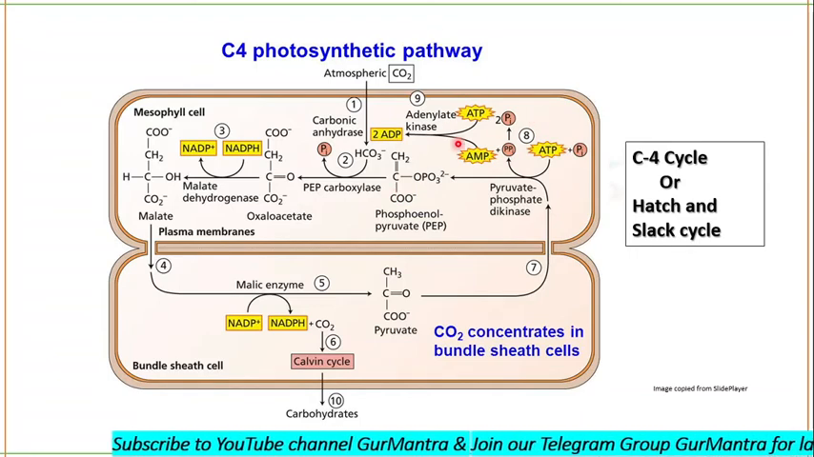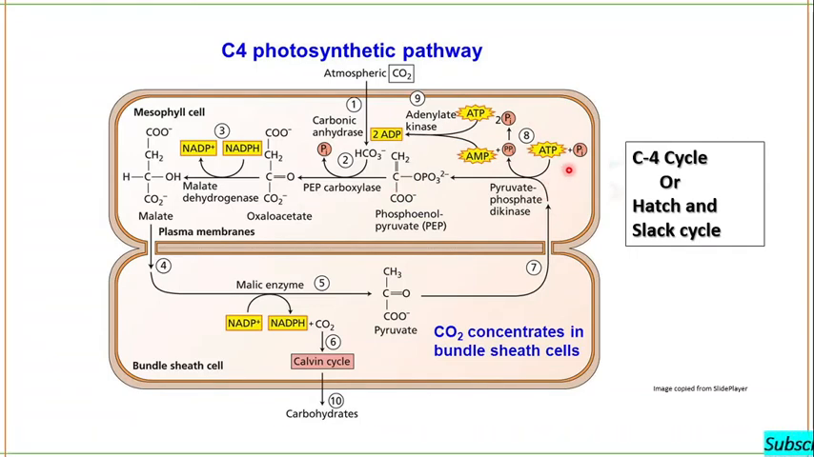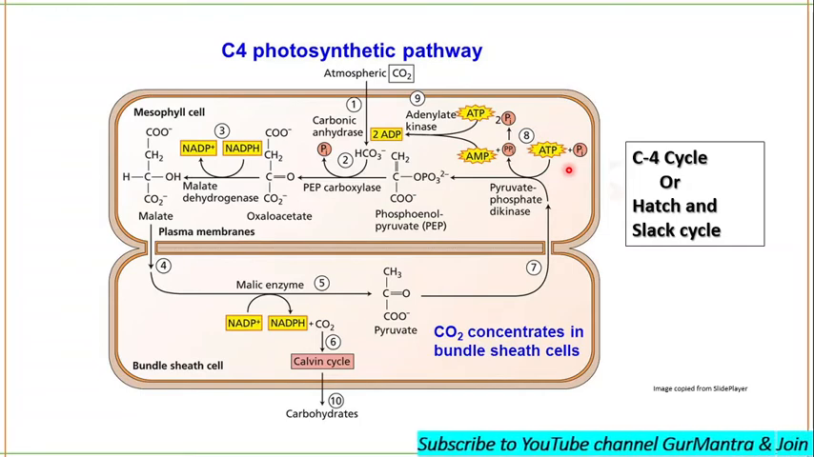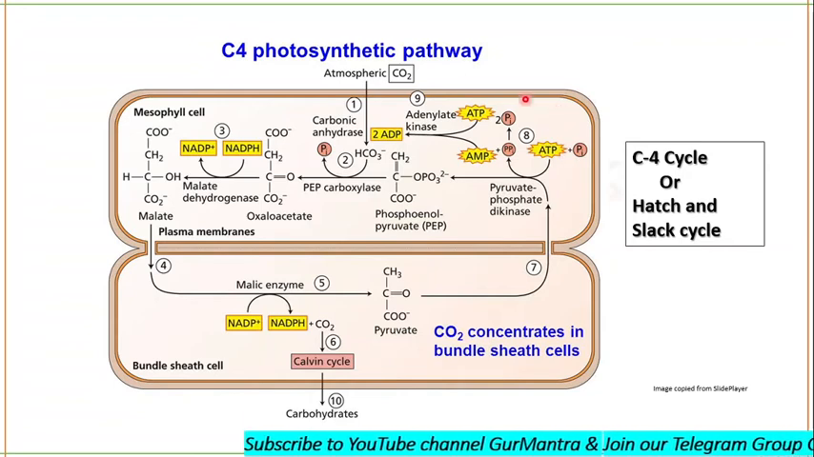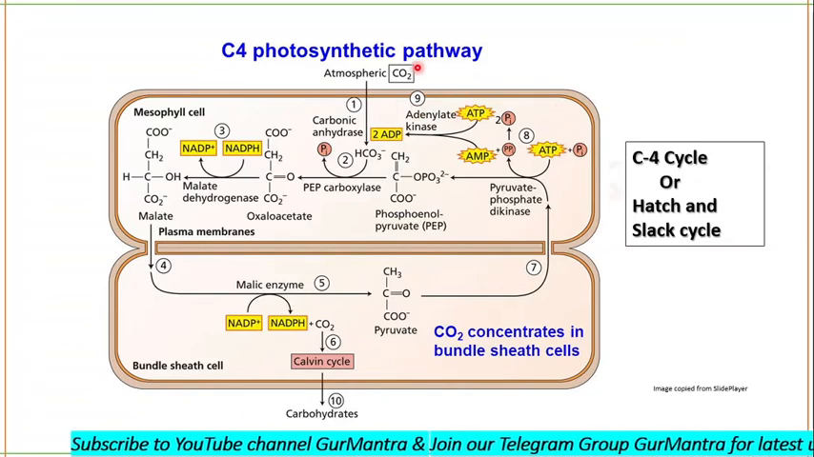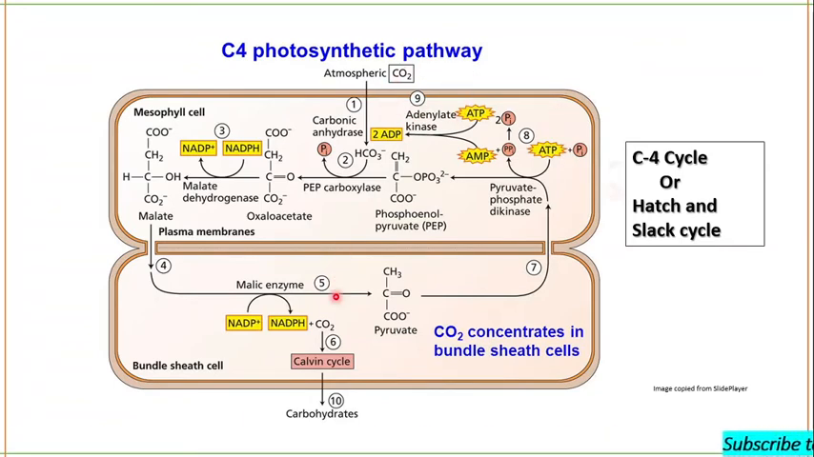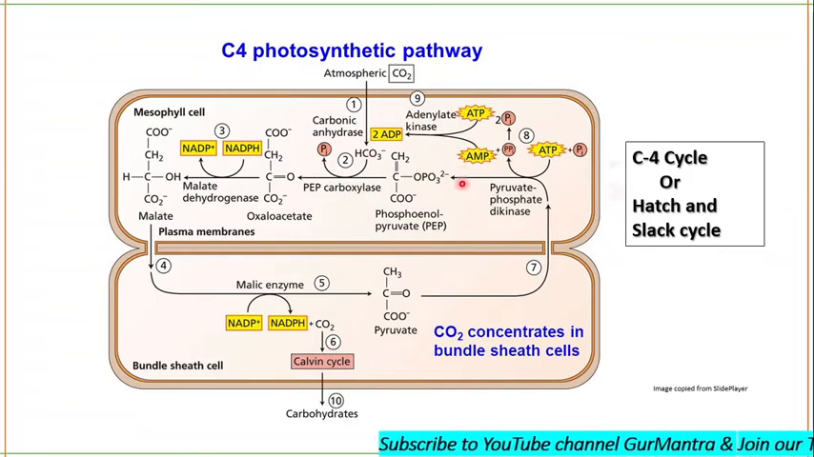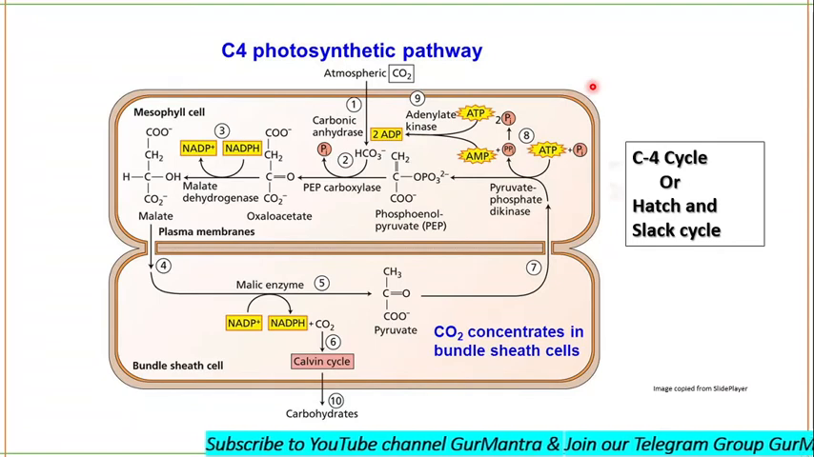So for 1 carbon dioxide, there is the use of 2 ATP, and we know that to make 1 sugar molecule, glucose molecule, we require 6 cycles. So 6 carbon dioxide will be used. Okay, there is another cycle, the Calvin cycle. So in case of C4 plant, in total how many ATPs are used?